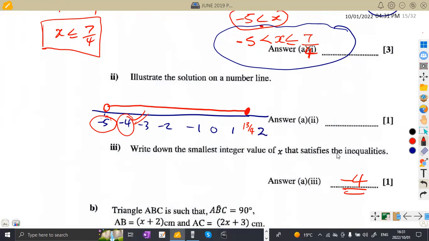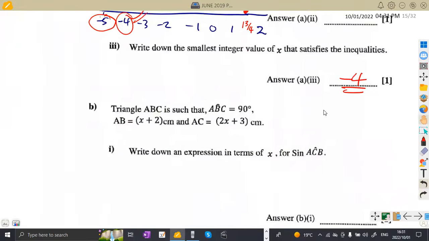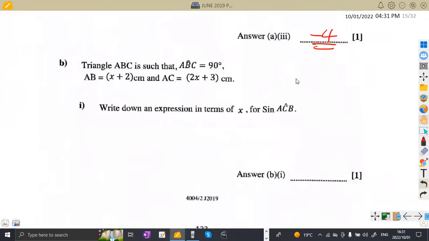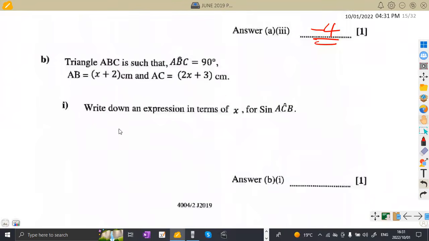Okay, the B part. We are given triangle ABC is such that the angle ABC is 90 degrees. AB is x plus 2, AC is 2x plus 3 centimeters. Okay, sorry for that. I was supposed to do this. So this is a triangle. Write down an expression for sine ACB. So it's a right-angled triangle, guys, like this. Just a right-angled triangle, something like that.